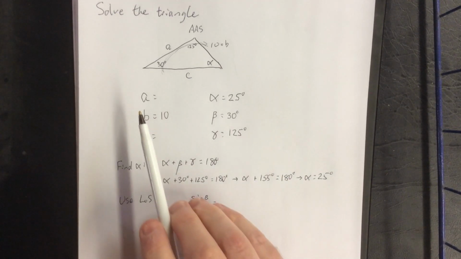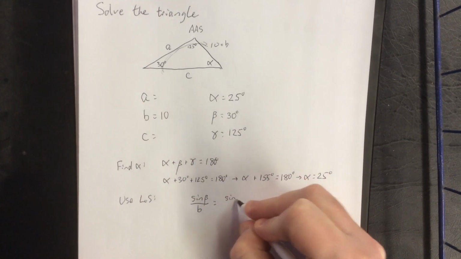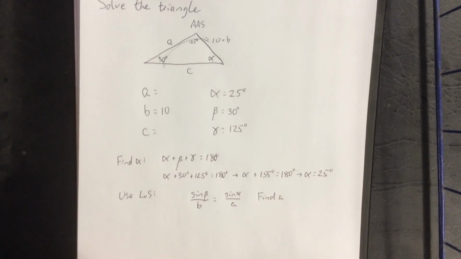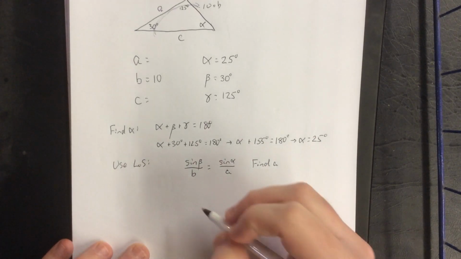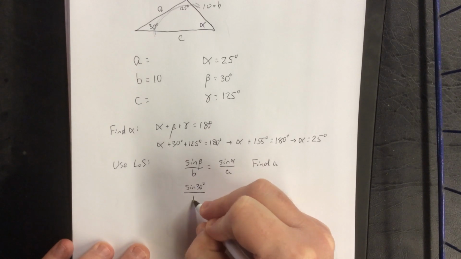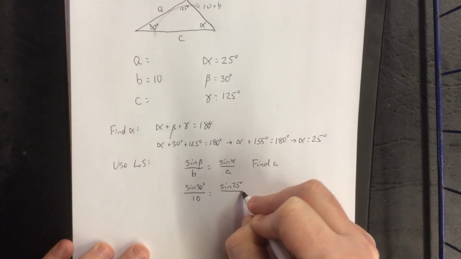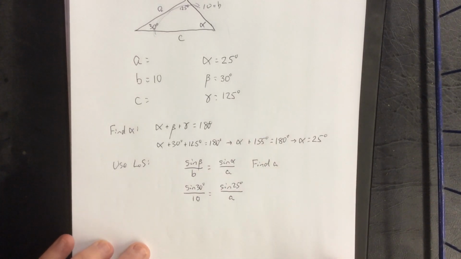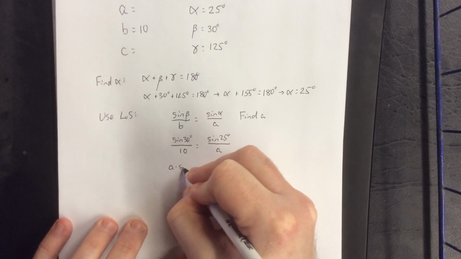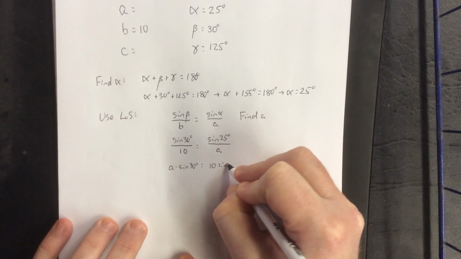Now with that in mind, I definitely want to use sine of beta over b. If I'm interested in finding a, I would use the version of the law of sines with alpha and a. So filling in the quantities that we know, this will be the sine of 30 degrees divided by b is equal to the sine of 25 degrees divided by a, which we don't currently know. To solve this, we can cross multiply. A times the sine of 30 degrees is equal to 10 times the sine of 25 degrees.